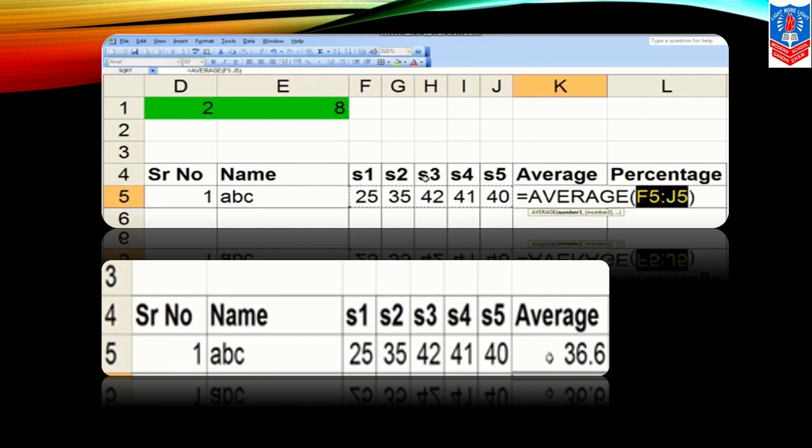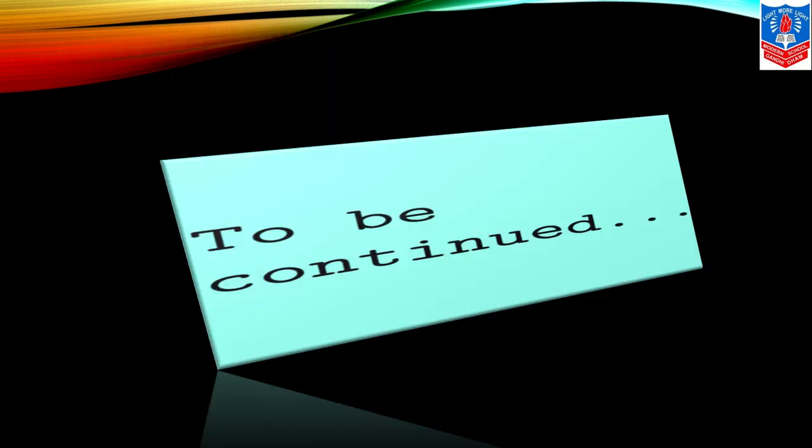Same way we are having here S1, S2, like subject 1, subject 2, subject 3, 4 and 5. The numbers or marks are given to each subject and we are going to get the average of all subjects. Fine. So what average will do? First it will sum up all the numbers and take out the average with the average function. What we are giving is equals to average F5 colon J5, right? So 36.6 is the average.